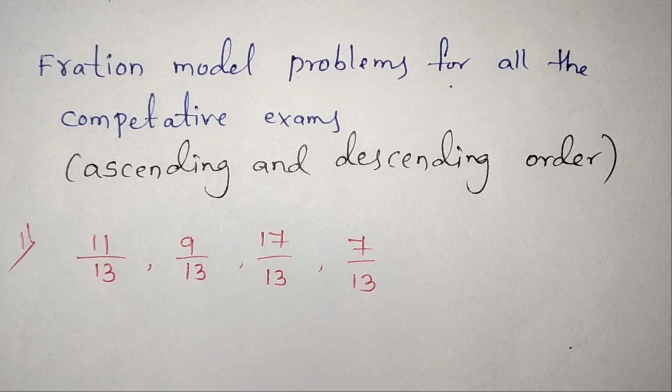Hi everyone. In recent competitive exams, the examiner asks one or two questions on the fraction topic in the form of ascending and descending order and decimal values of the fraction. On one side he gives fractions and on the other side he gives decimal values of those fractions. So we need to match them. Next, the greater one and the smaller one.